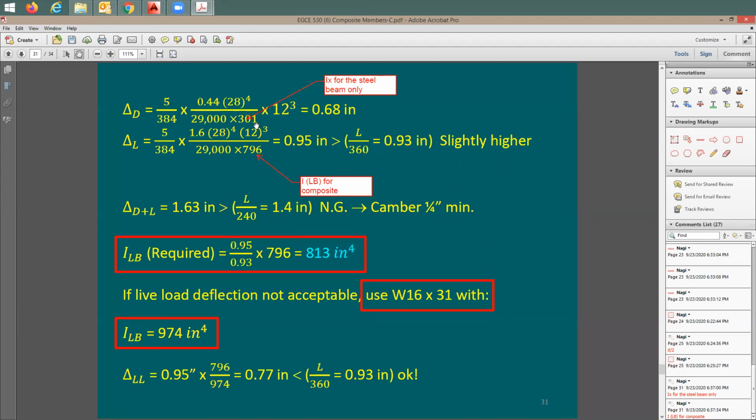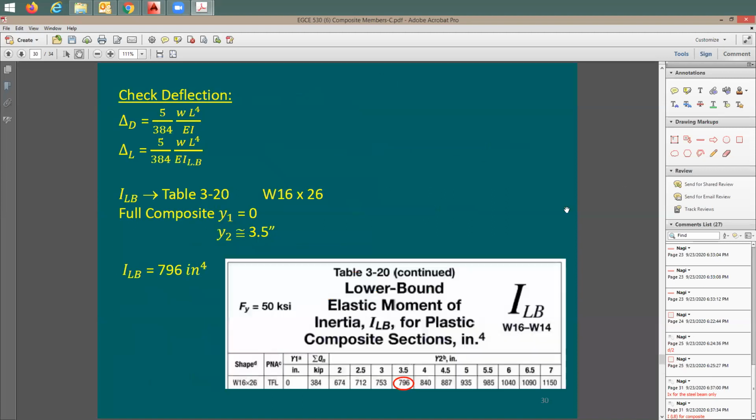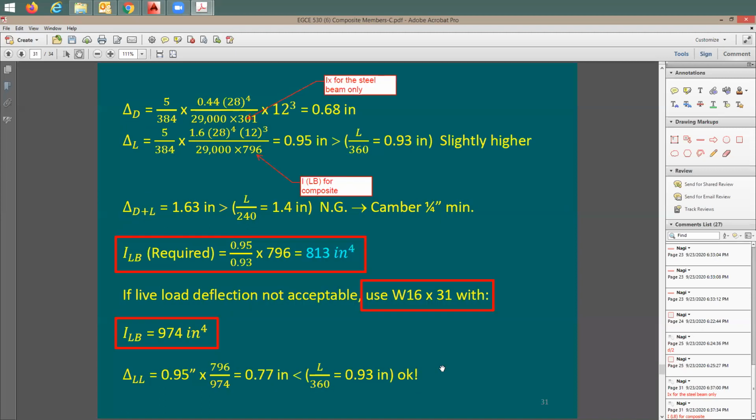So again, when it comes to dead load deflection, your analysis is based on the bare steel beam, no composite action. So when you go back to the steel properties, the section properties, moment of inertia equals 301. When it comes to live load deflection, you need to use the composite properties. It's going to be this 796 inches to the fourth in your analysis.